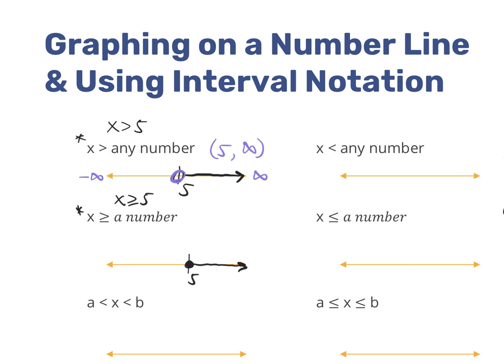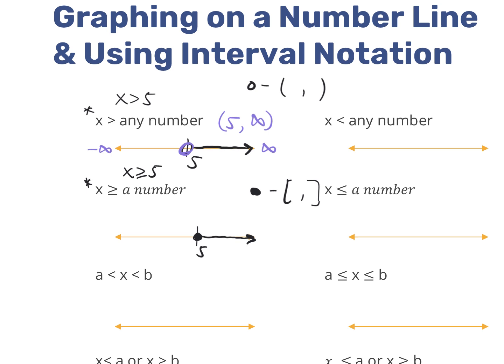Now, the key thing to note here is that if you see an open circle, it is parentheses. And if you see a closed circle, it is a bracket, right? So I'll do the same thing underneath it with x is greater than or equal to 5, right? Again, we have a closed circle at 5.